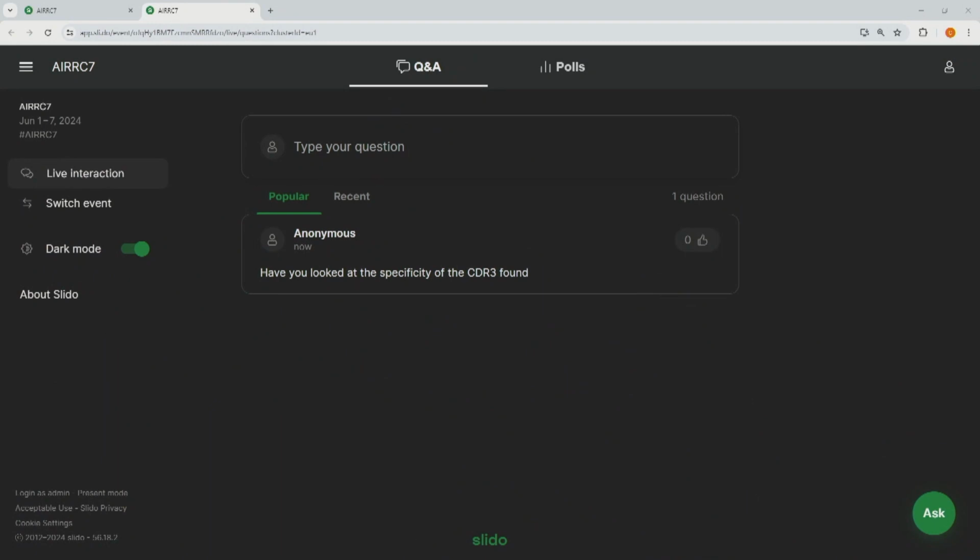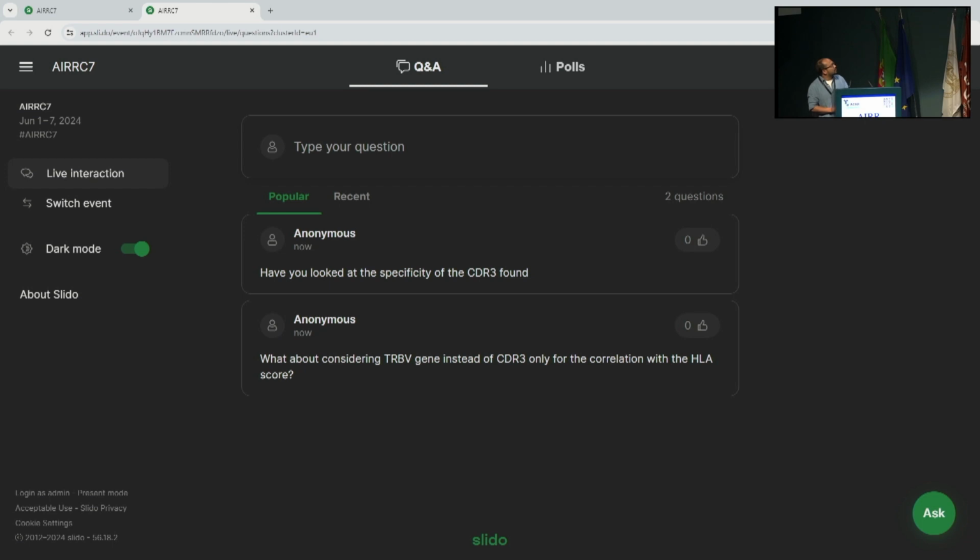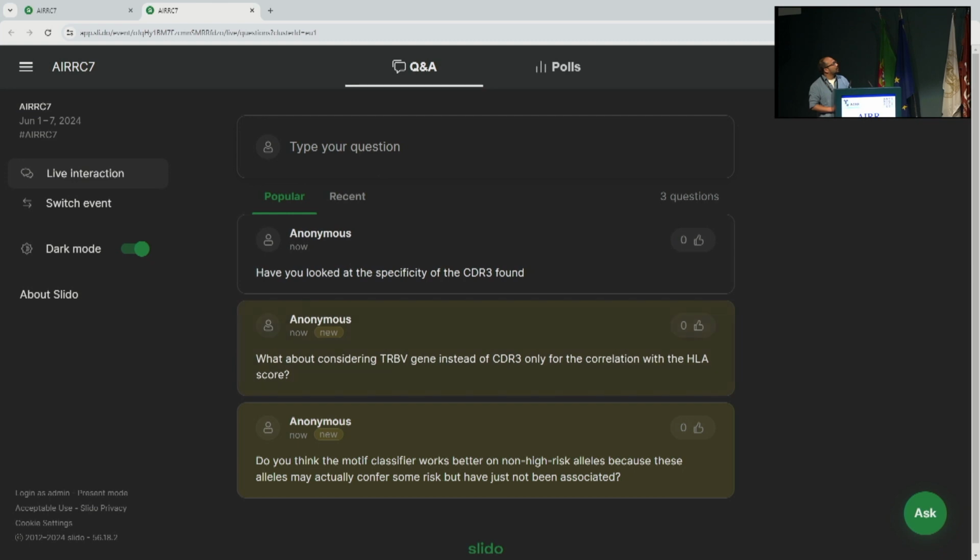Have you looked at the specificity of the CDR3 found? So I'm not sure what the question means. We have found motifs, and we also looked at the CDR sequences which are associated. So there is a lot more analysis, and now we are trying to combine everything together. So we will ultimately have some CDR sequences as well.